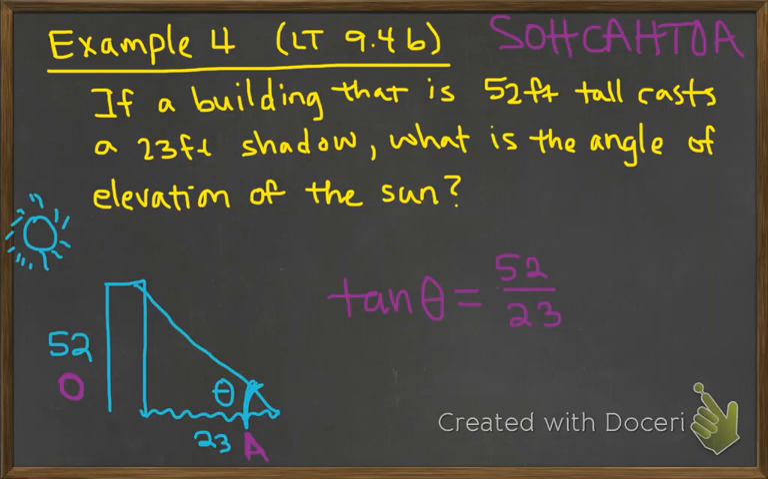Now to finish solving for my theta, I'm going to do the inverse tangent. So theta is equal to the inverse tangent of 52 divided by 23. Again, I'm just going to type that in my calculator, making sure the calculator is set in degrees. When I do that, I get that theta is equal to 66.14 degrees. And there's my answer. So there's the angle that the line of the sun makes with the ground.